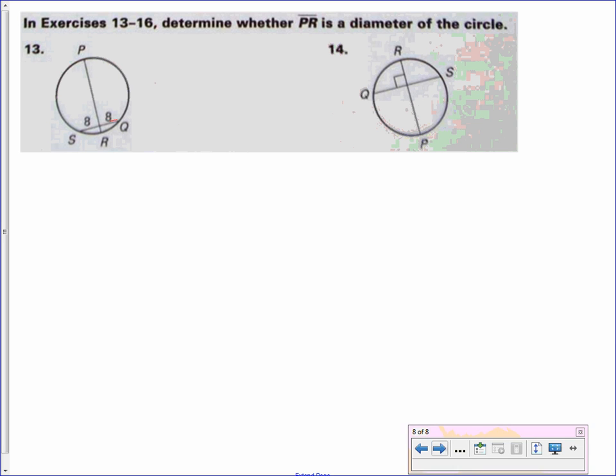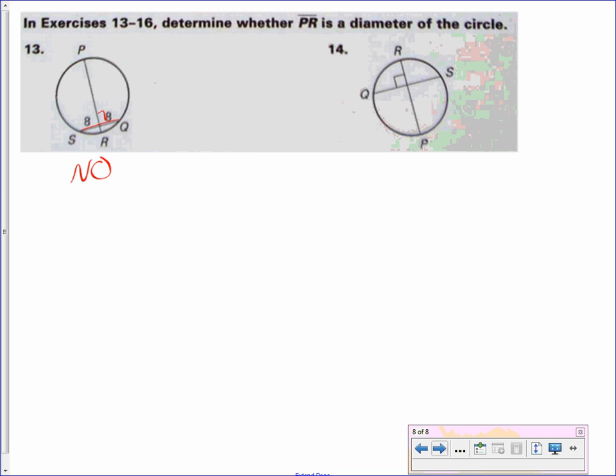It is cutting a chord into 2 equal parts, but we don't know it's perpendicular. If PR was perpendicular to QS, yes, but we don't know, so no. And the idea of that is, we could have a chord PR coming in right there. It's cutting that chord QS into two equal parts, but it's certainly not perpendicular, and this red one here is certainly not a diameter. So it's got to be both. It's got to be cutting this into two equal parts, and it has to be perpendicular. We don't have both, so the answer is no.